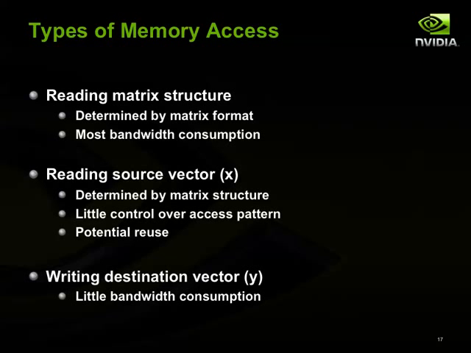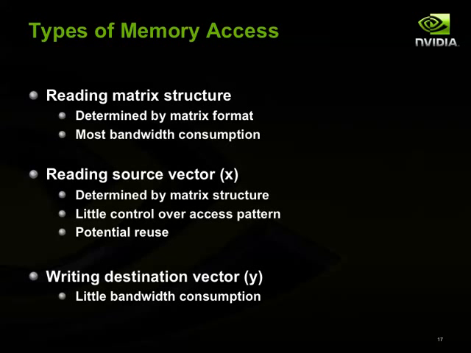And lastly, you of course have to write out the results to the output vector y. That consumes relatively little bandwidth because if you think about it, if a row has 10 entries, then you're going to do 10 reads or perhaps more to load in the data from the matrix. You're going to do 10 accesses to the x vector, and then you just have to write out one result. So there's relatively little bandwidth used when writing the y vector, so we'll pretty much ignore that in today's discussion.